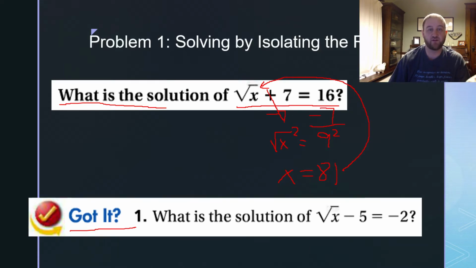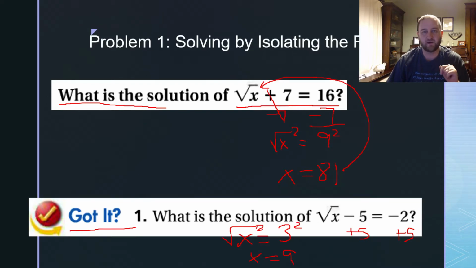Okay, hopefully you took time to pause it and actually go through the question on your own. If you haven't, pause it now and go ahead and try it. Okay, first thing you're going to do is add 5 to both sides. This gives you radical x equals negative 2 plus 5, which is 3. And then you're going to square both sides, and you get x equals 3 squared, which is 9.